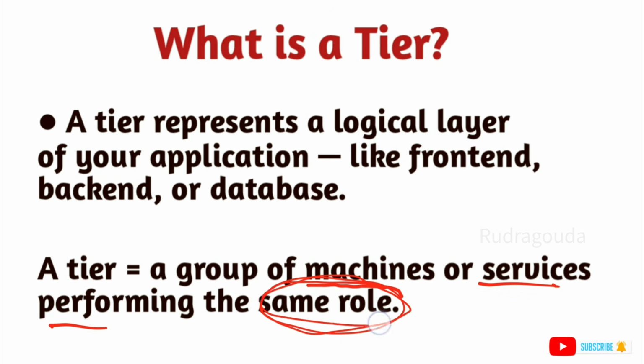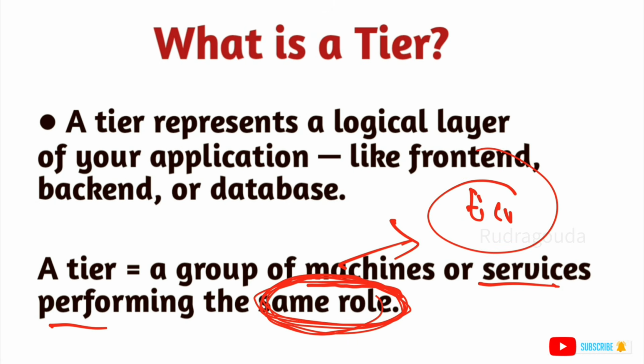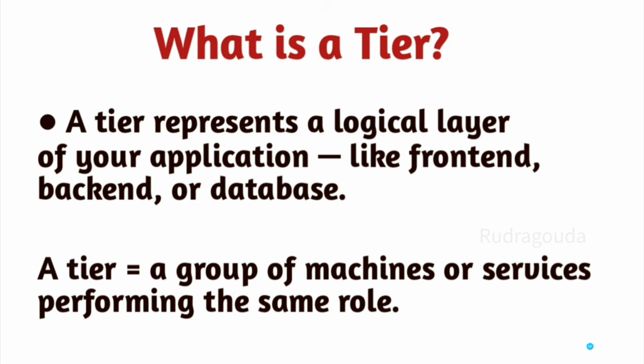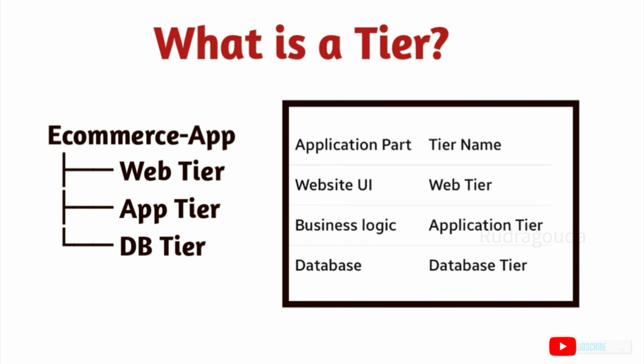So this is very important. They should do the same role. Then only we can add that information into one tier. Hope you are getting my point, right? Okay, let me show you with another diagrammatical representation here.